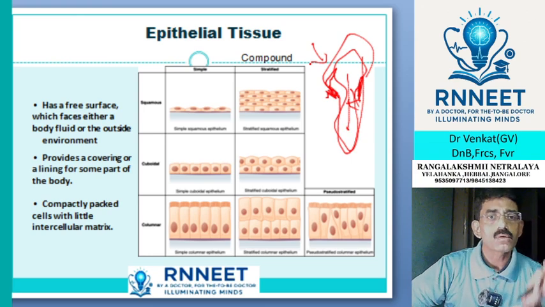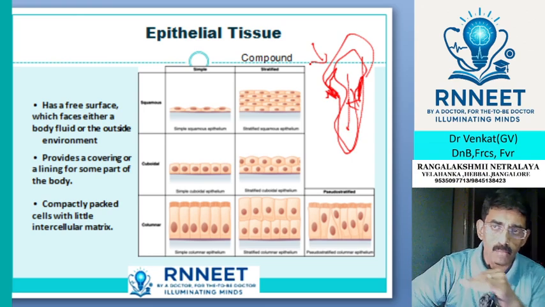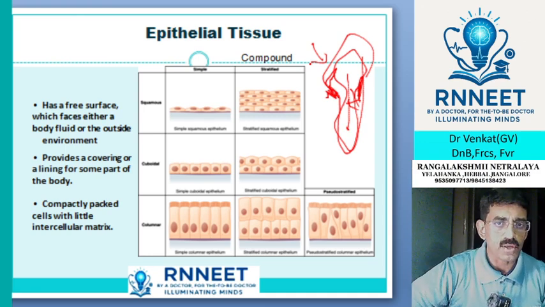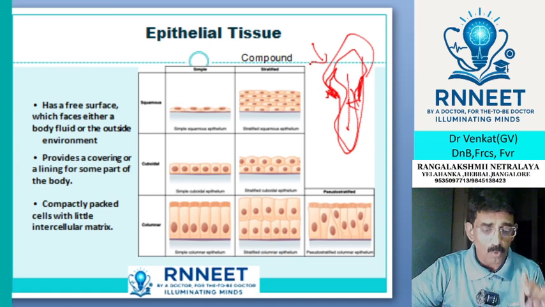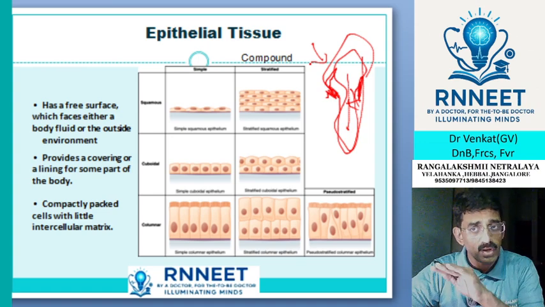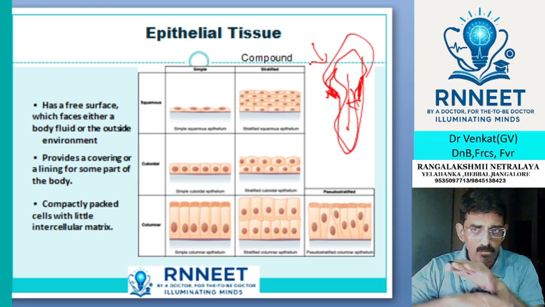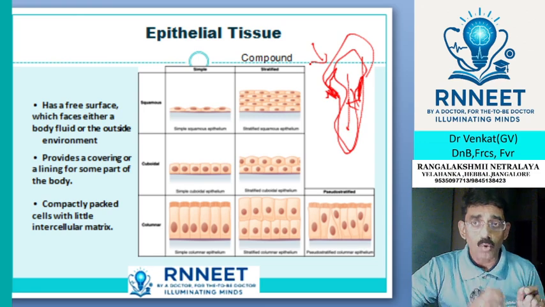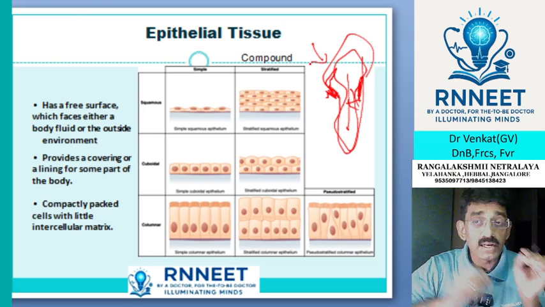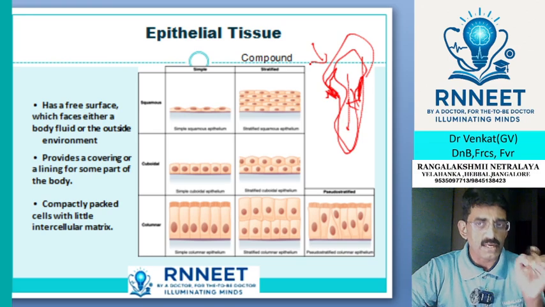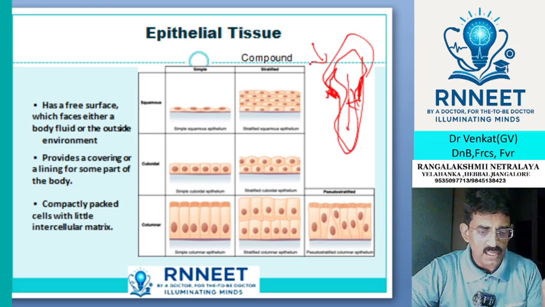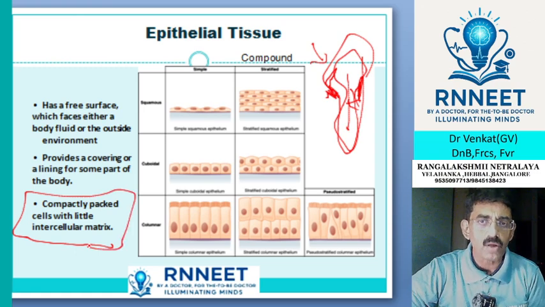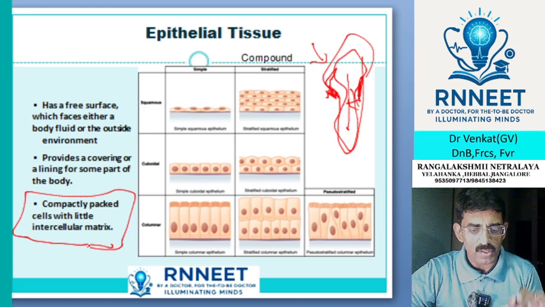Where is it attached to? Invariably there will be a basement membrane, a kind of a sheet on which these cells will be sticking to each other. And what is their purpose? They provide a covering or a lining. They cover like a sheet from above. And they are compactly packed cells with little intercellular material. That means there is some material present in between the cells, but that material is very less. It's a scarce amount of material. So this is how you basically classify.